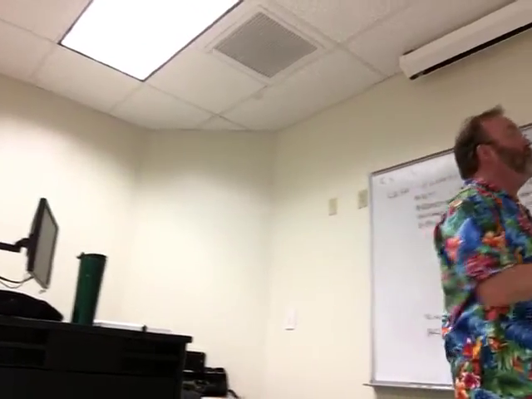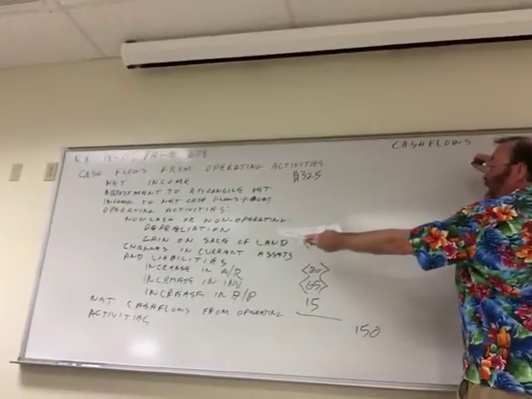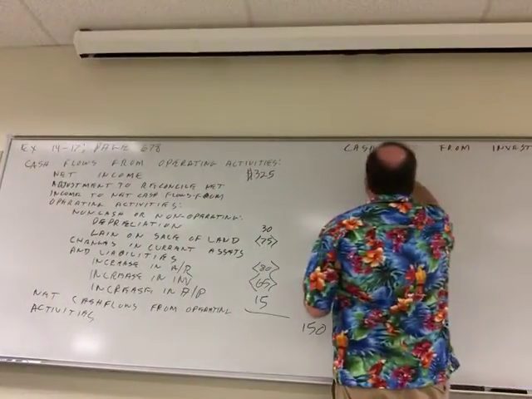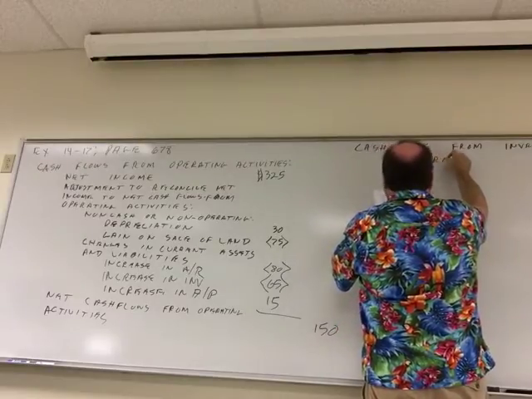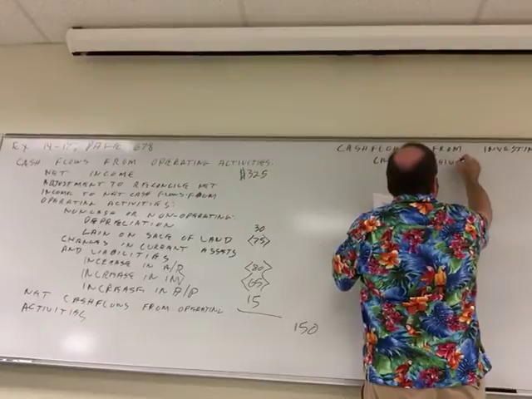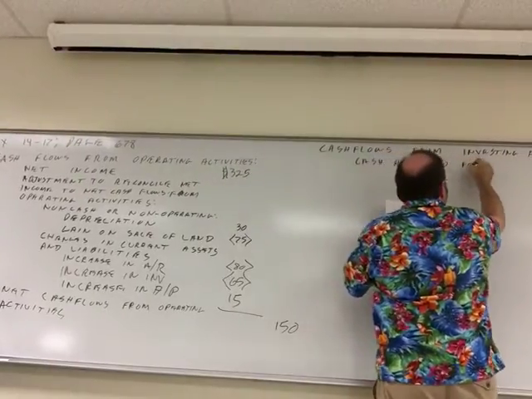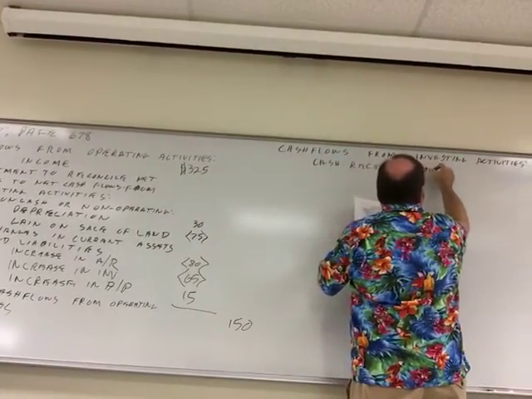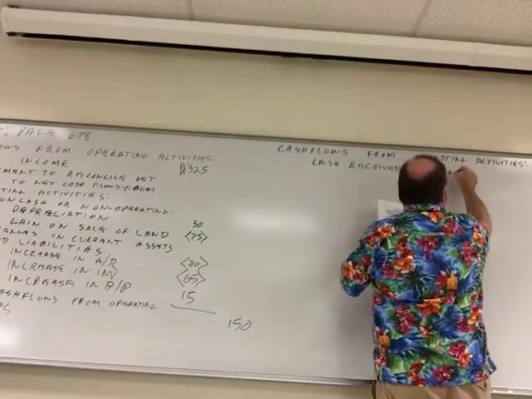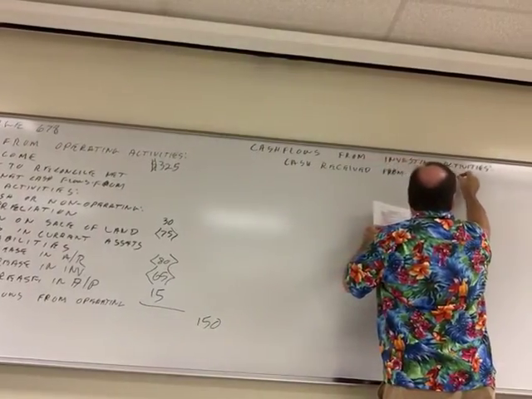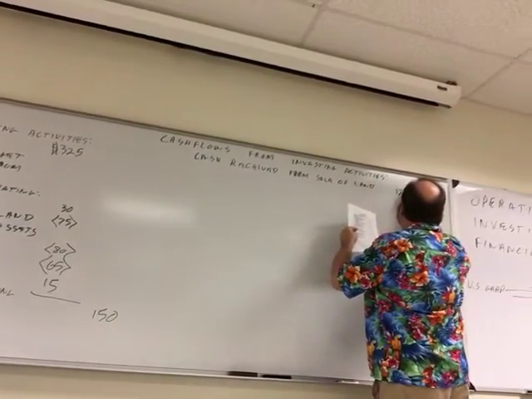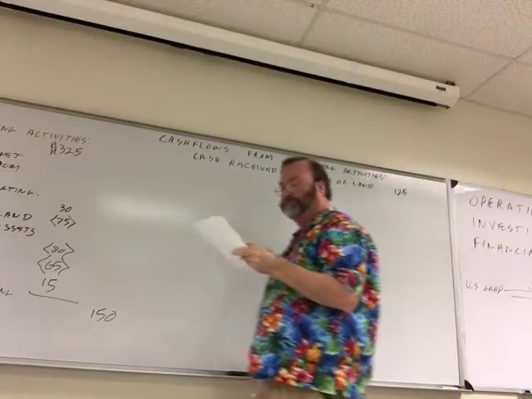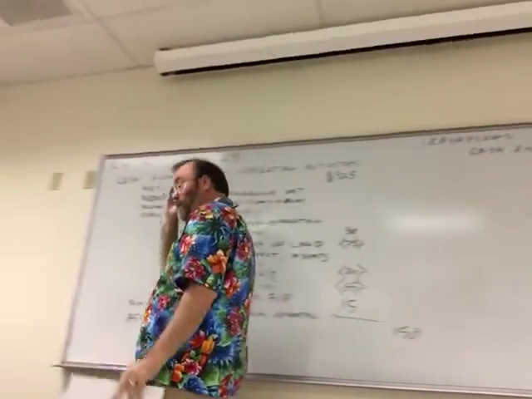So the cash received, because we already took the gain out of the net income part, so now we have cash received from sale of land. And they told us that was $125. So that was the change in the land account.